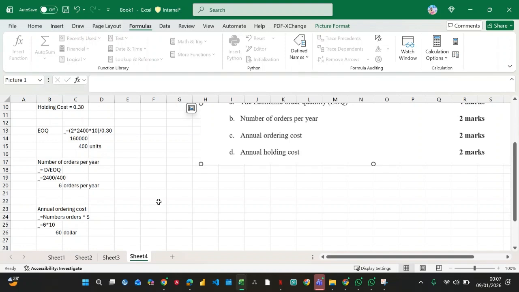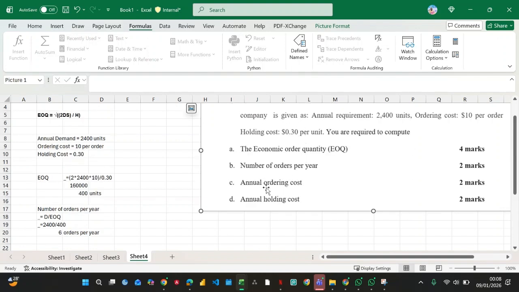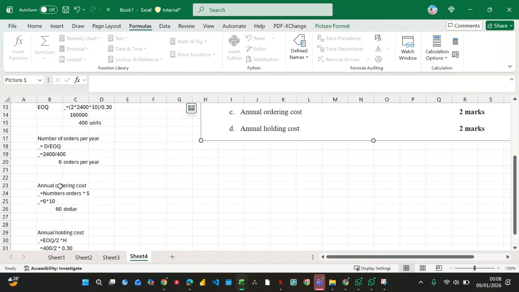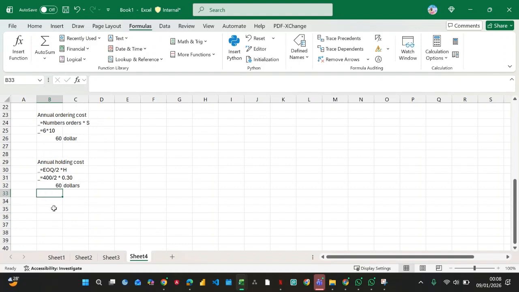So the inventory cost is all the costs. You already have the annual ordering cost and the annual holding cost. If you add them together, that will give you the total annual inventory cost.